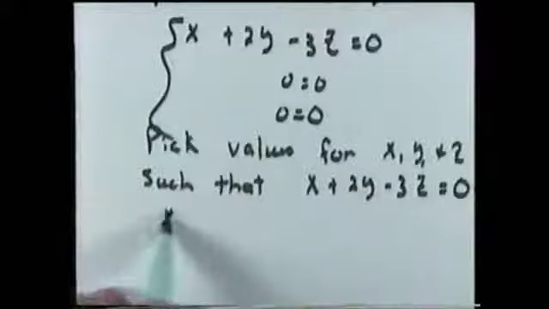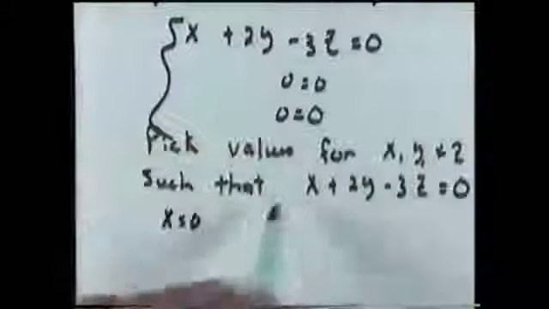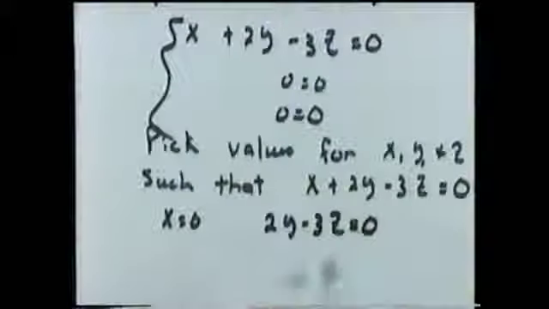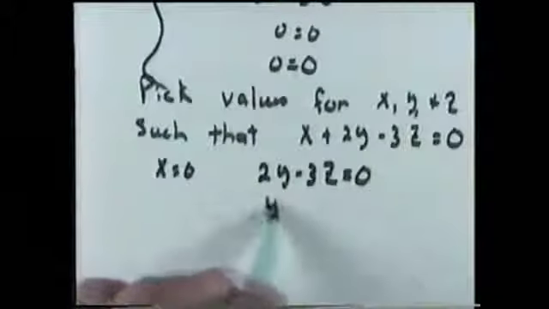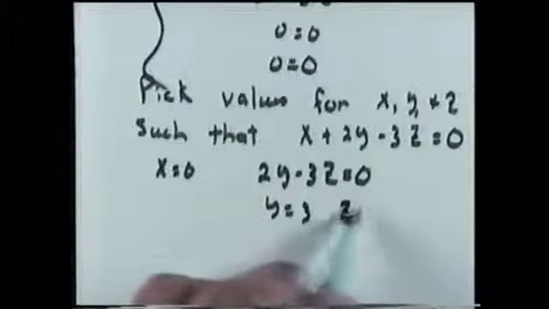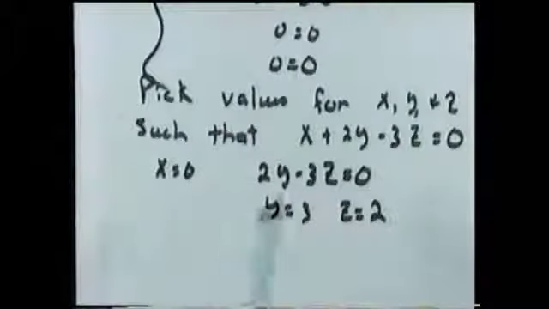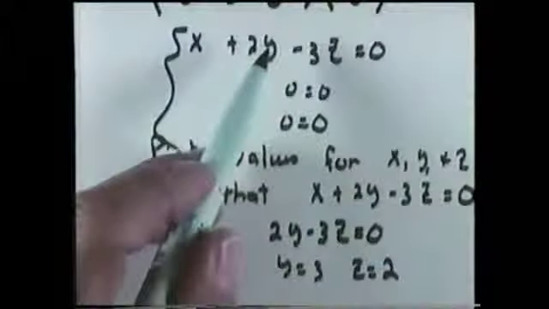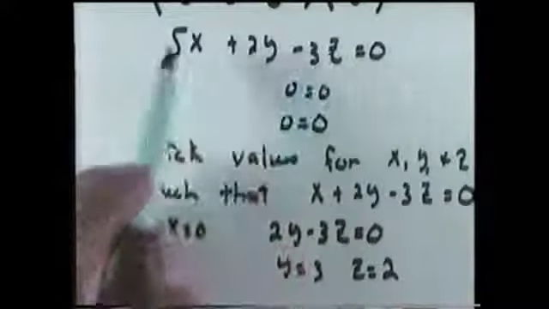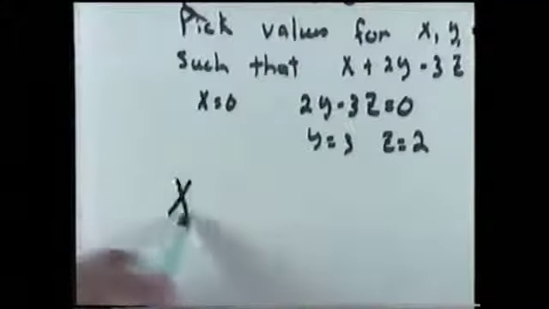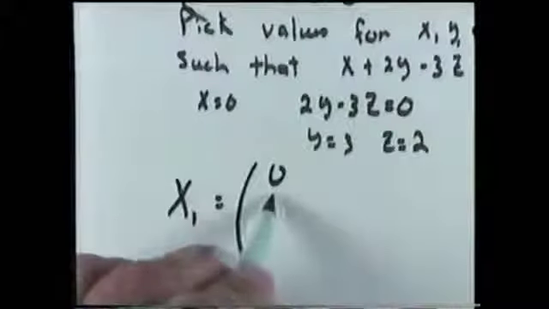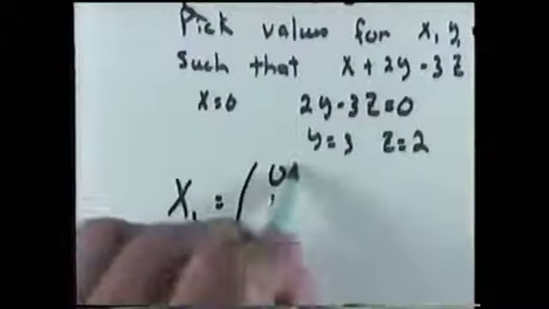Well, let's let x equal 0. Now, if x is 0, that means 2y minus 3z is equal to 0. So I can let y equal 3 and z equal to 2, and everything would work. Because we can see 0 plus 2 times 3 is 6, minus 3 times 2 is 6, so 0 plus 6 minus 6 is indeed 0. So one vector would be 0, 3, 2.